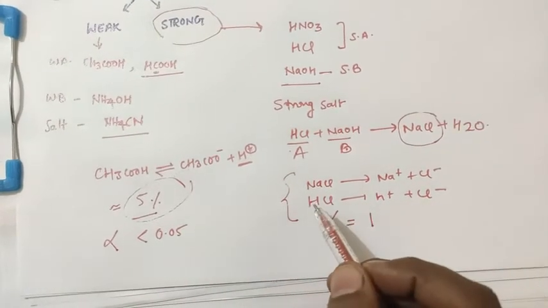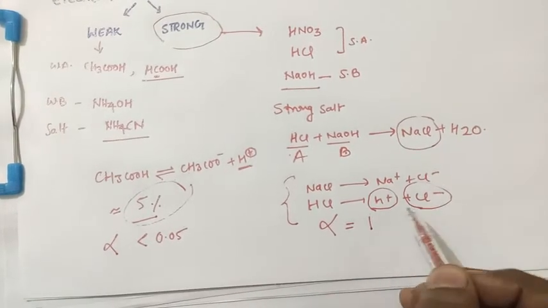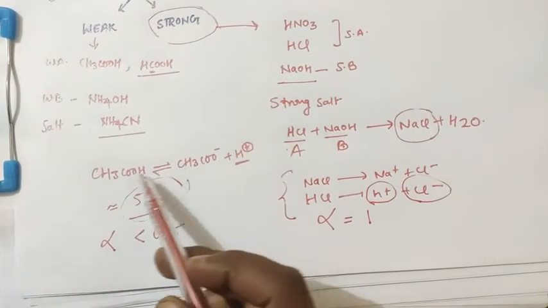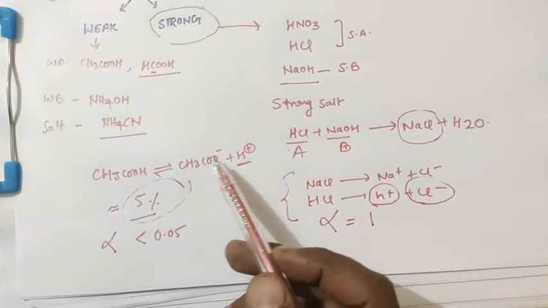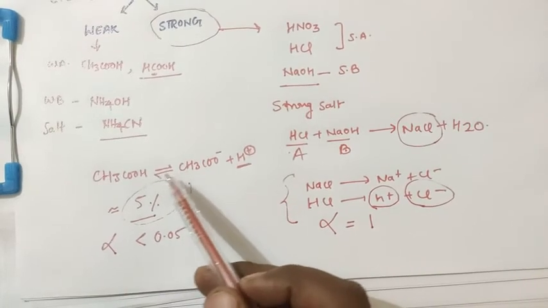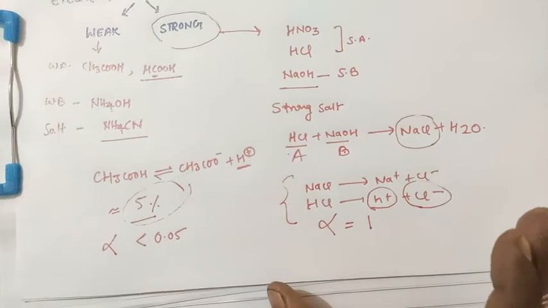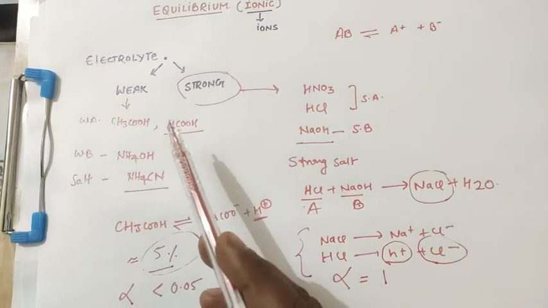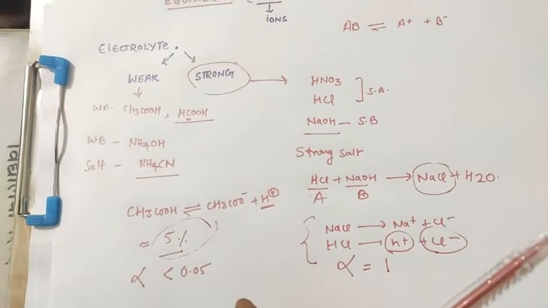If HCl is totally dissociated into H plus and Cl minus, then no kind of equilibrium will exist. But here there will be equilibrium: acetic acid will ionize into acetate and hydrogen ion, feebly, very little, but some equilibrium exists. In case of a strong electrolyte, no equilibrium exists. So for ionic equilibrium, we have to deal only with weak electrolytes. This is the basic idea about electrolytes.